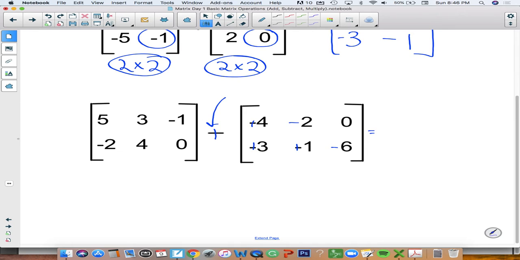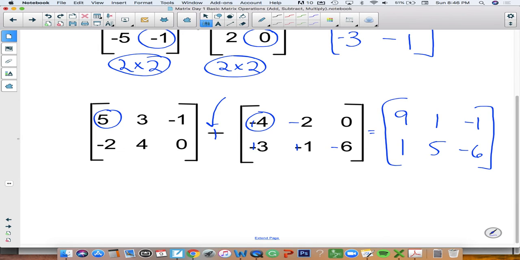So now we got 5 and a positive 4, okay? 9. See if you can finish the rest of that real quick. See if you can get it done before me. So 3 plus a negative 2. 1. Negative 1 plus 0. Negative 1. And then I have a negative 2 plus a 3. That's a positive 1. 4 plus 1. That's 5. 0 plus a negative 6. That's negative 6. So pretty crazy, right?